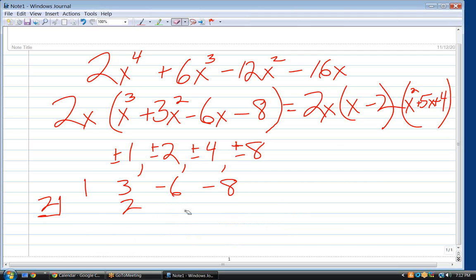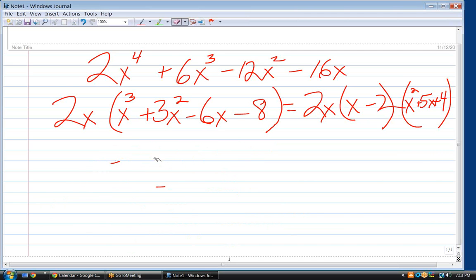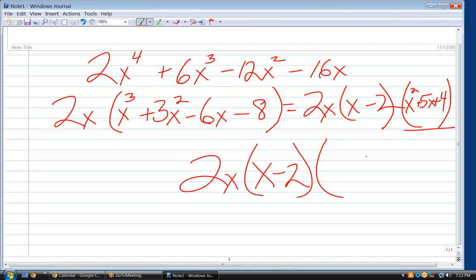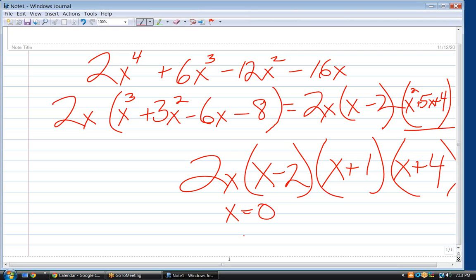Now, we're not quite done, because x squared plus 5x plus 4 factors into what? X plus 1, x plus 4. There's your solution. There are 4 zeros to that quartic. What are they? 0, 2, -1, -4. Yeah. A lot of people don't pick up that one right there.